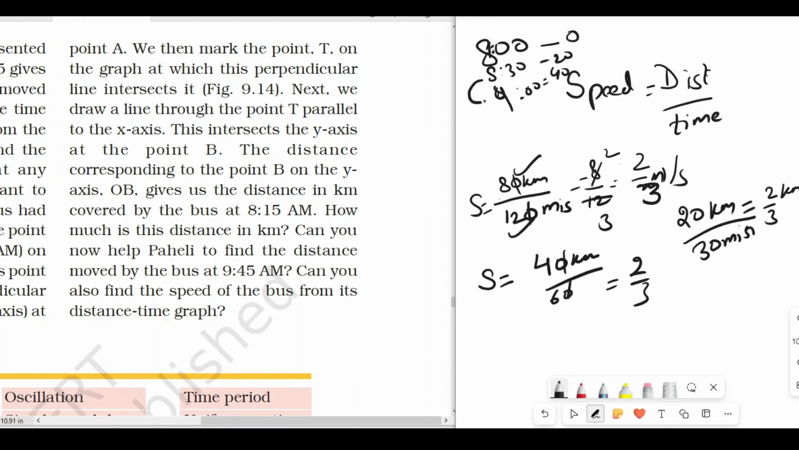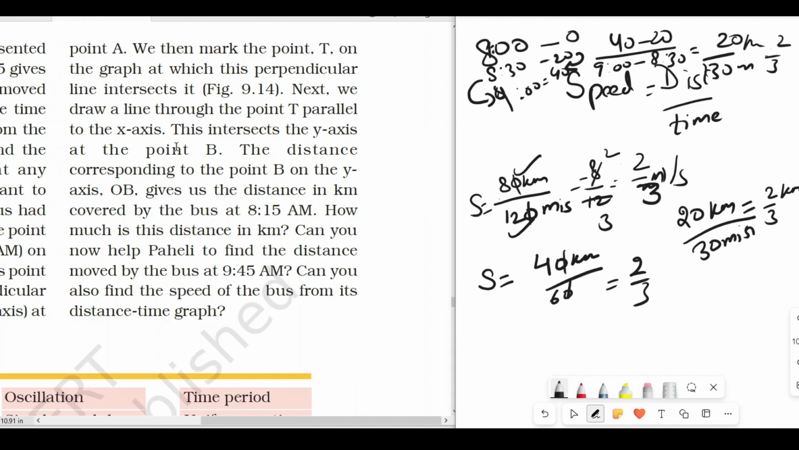Okay, so now let's say in this half an hour, how much distance did it cover? 20 kilometers. So you can also see it like this: 40 minus 20. This is the distance covered, and how much time did it take to cover this distance? 9 o'clock minus 8:30, which is half an hour. So again, 20 upon 30 minutes, which is 2 by 3.